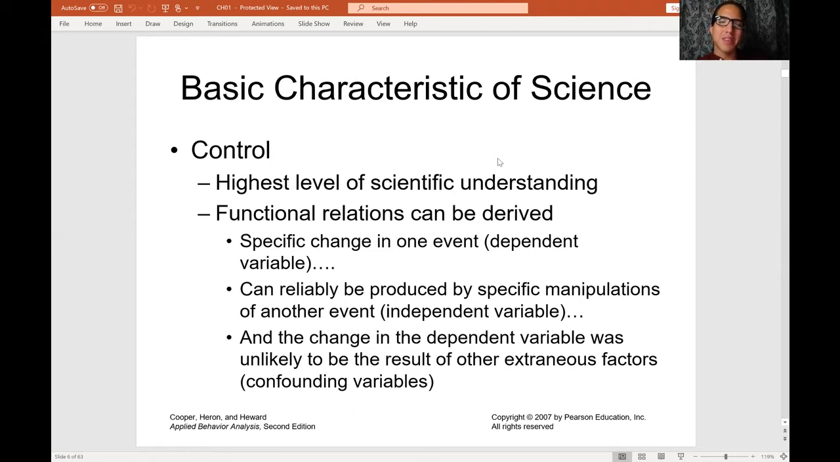Control. So this is the highest level of scientific understanding. This is how functional relations can be derived, right? And this is where functional relationships come into play in ABA. And we're trying to find this level of understanding in order to change the events, in order to manipulate the environment so that we can get the best socially significant behavior, right? So we can get the best socially significant behavior.